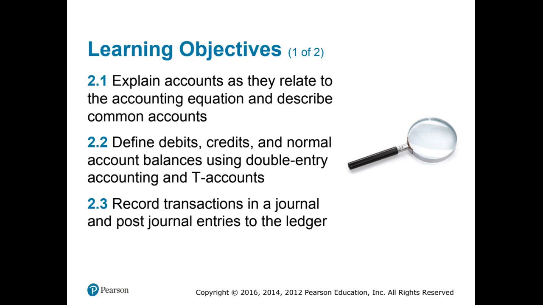There is an extended version of the accounting equation that just shows a little more detail of the accounts that are involved, and that's back in Chapter 1. We're going to define debits, credits, and normal account balances using double entry accounting and T accounts. We're going to record transactions in a journal and post journal entries to the ledger.